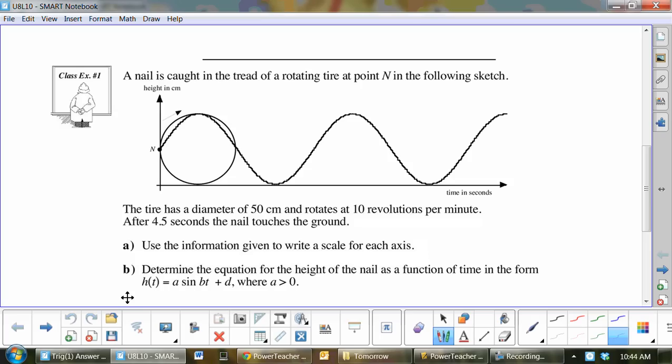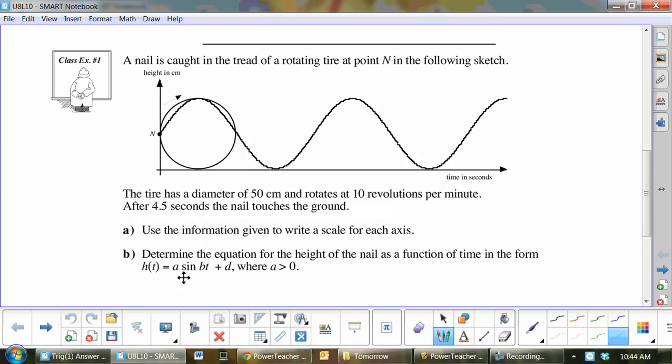They said they want the sine equation. If you look down here, and another thing we find out is what don't I need to be finding? Look down here. What don't I need to be looking for? See, so we know there has been no shift, and it is a sine graph. Now, all they've given me is this picture and this sentence. Okay, a tire has 50 centimeter diameter and rotates 10 revolutions per minute. After 4.5 seconds, the nail touches the ground.